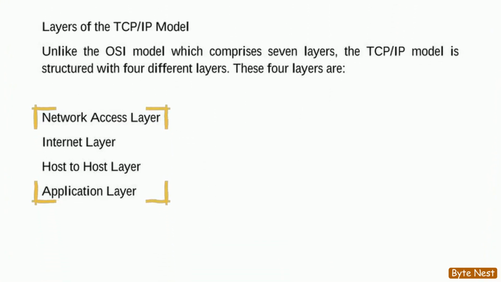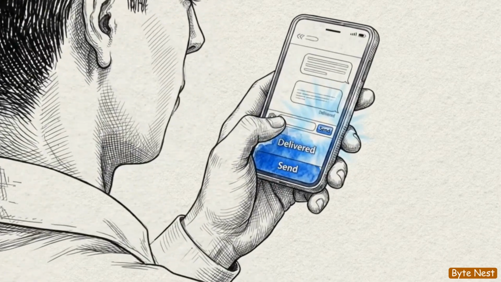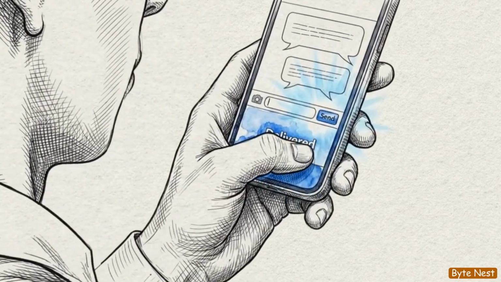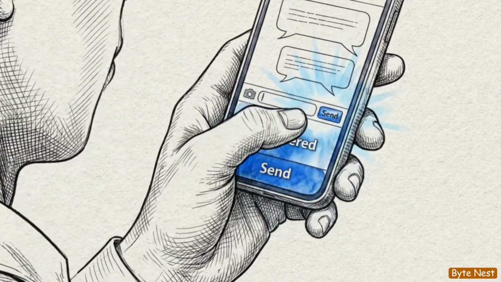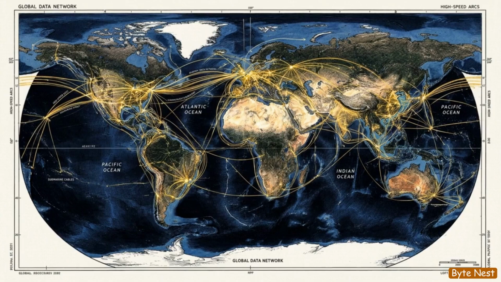So the next time you tap send and watch your message vanish into the ether, remember that it is a highly organized 4-step digital postal system, working at the speed of light to connect you to the rest of the world.